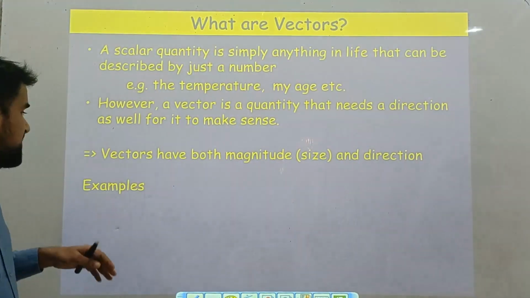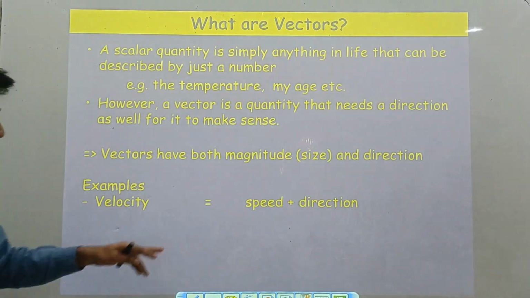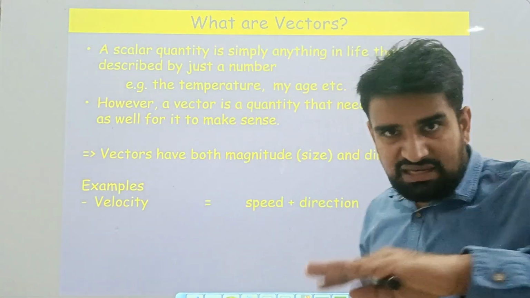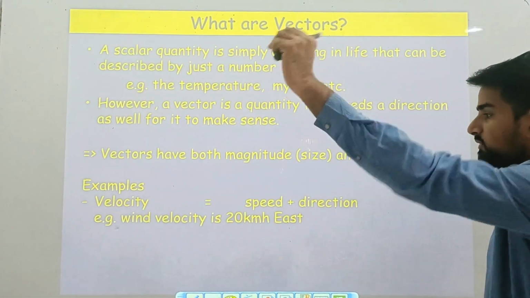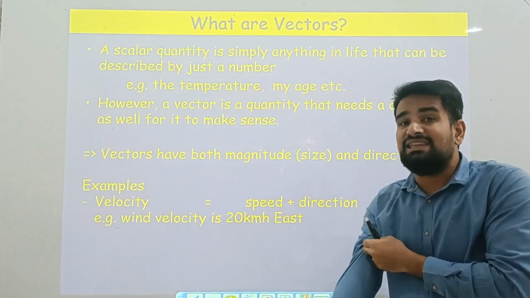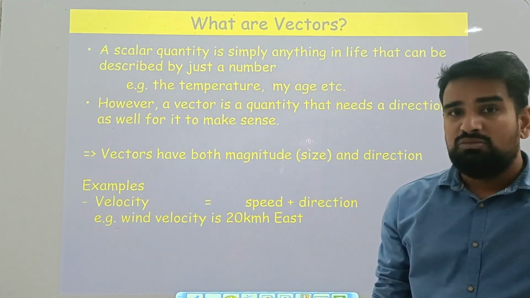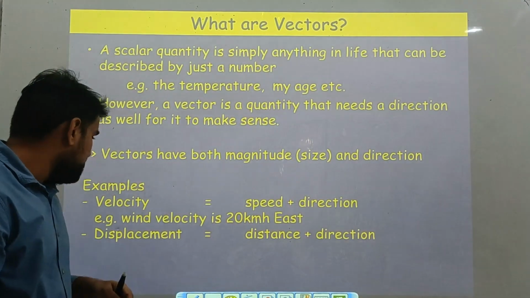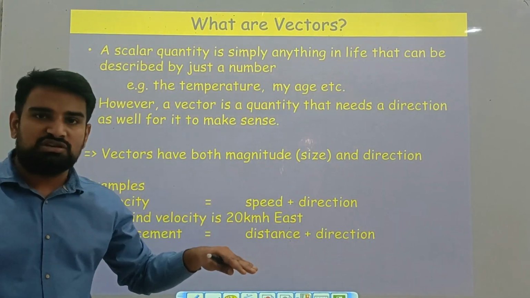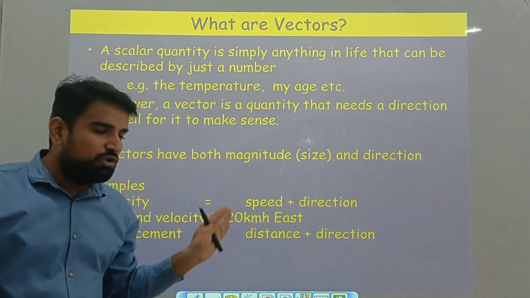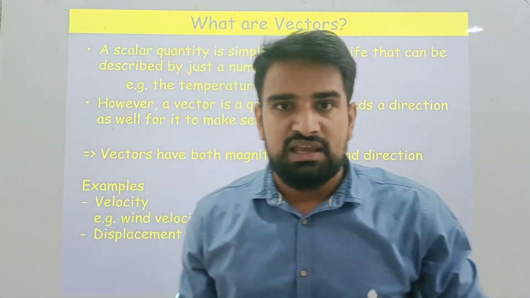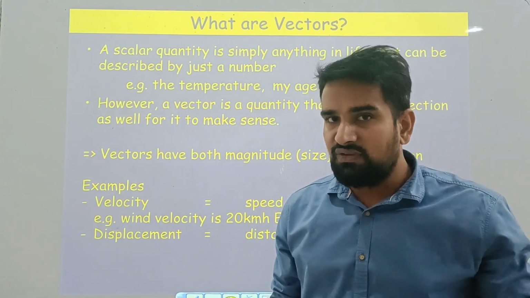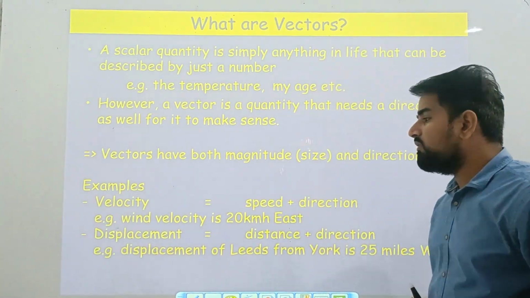Example: velocity, because it is speed and direction. Example: wind velocity is 20 km/h east, which means it is moving from west to east. So that is the direction. Then displacement: distance plus direction. With a distance or length, if you need to specify the direction, it becomes a vector quantity.